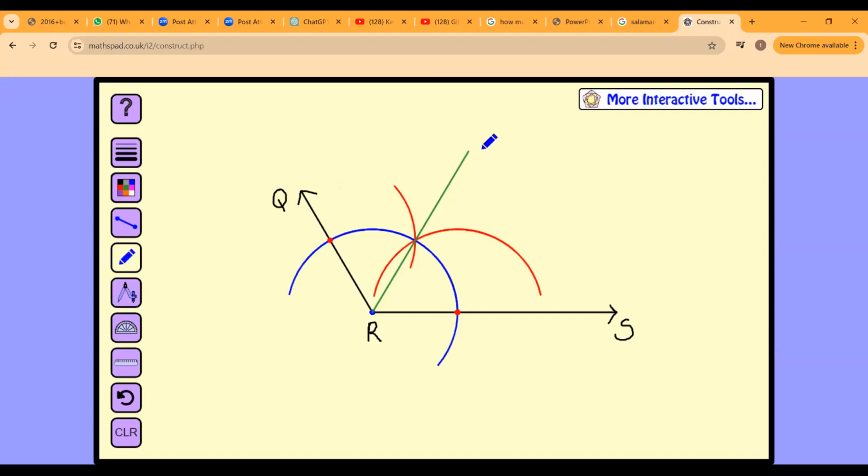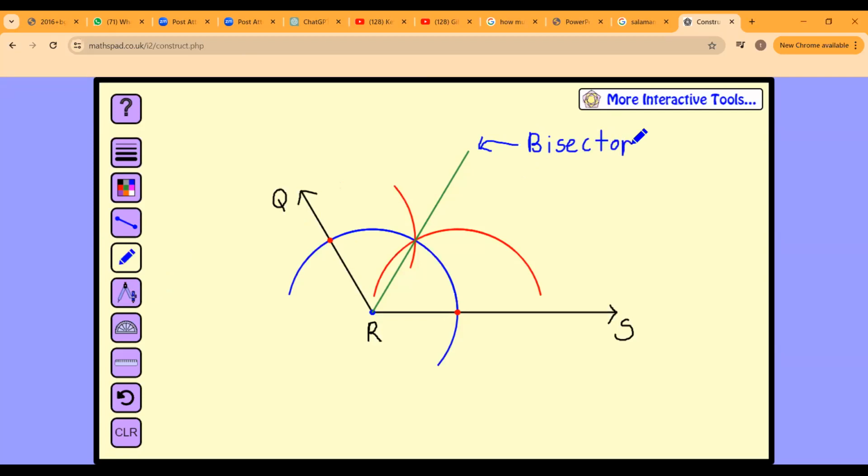So this is what we call the bisector. The bisector is going to be that line that cuts the angle directly in half. Right, so that's the bisector, and that's how we bisect an angle.